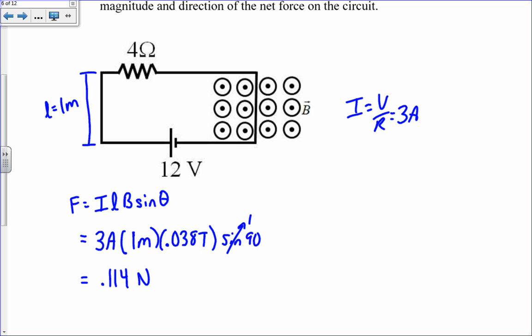And I want to know the direction. All right, my current is flowing in this direction, and B is out of the page. So fingers in the direction of I, fold towards B. My thumb points to the left. So the direction is to the left. That's the answer.